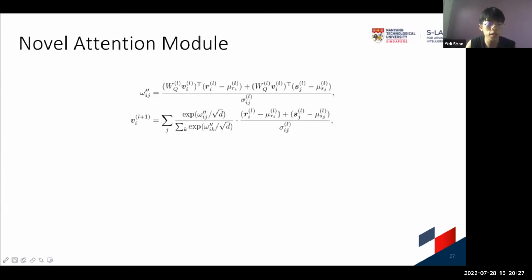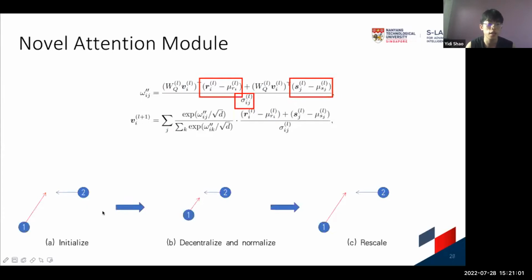For the receiver and sender tokens, we first decentralize them and then normalize by the standard deviation between the receiver and sender tokens. Then we let the current token V attend to both the receiver token and sender token, and then aggregate them accordingly. We can understand such operations in this way.